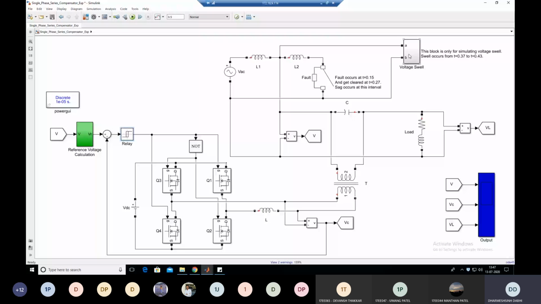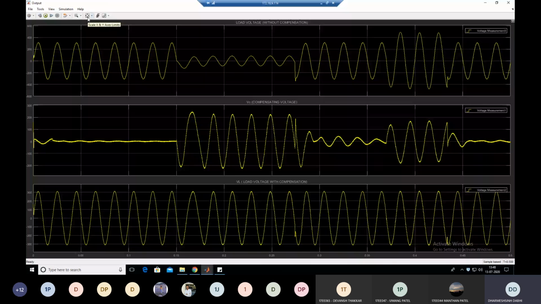First is the V voltage. This is the voltage before the DVR. VC is the compensating voltage provided by the DVR here, and VN is the voltage across the load after the DVR. So it means the load voltage with compensation. So let's see the waveform of it. Here, all of you can see the screen.